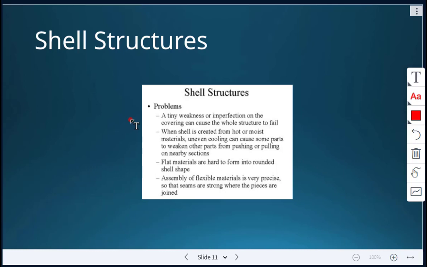If the shell is created from hot or moist materials, uneven cooling can cause some parts to weaken, or even forces like pushing or pulling on nearby sections. Flat materials are hard to form into a rounded shell shape, and assembly of flexible materials is very precise. Therefore, the seams must be strong where the pieces are joined.